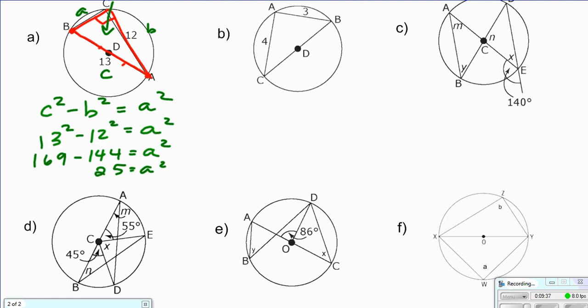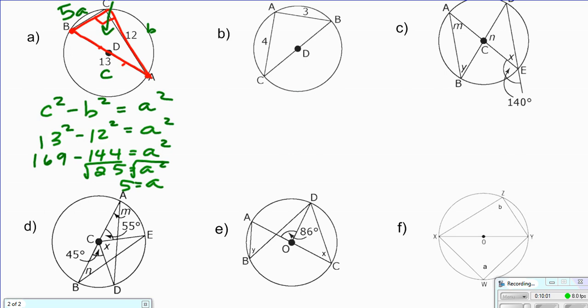So 25 is the area coming off of A. We're going to square root it. And so the length of A is 5. So I hope that was a nice, easy little example for you. When we look at B, B is quite similar to A, so I am not going to do B. I'm going to let you try that one for yourself.